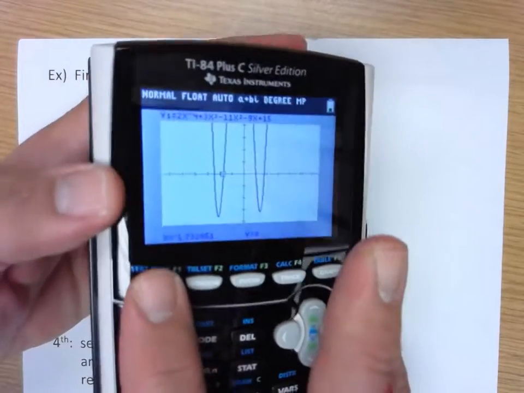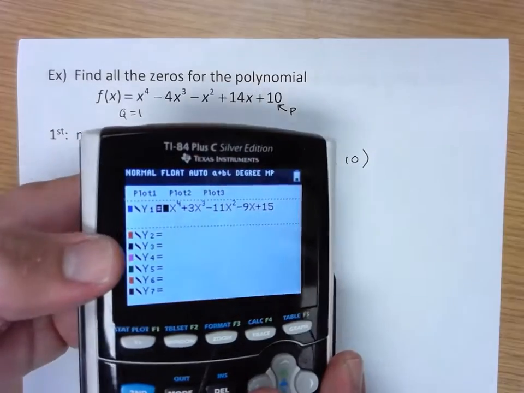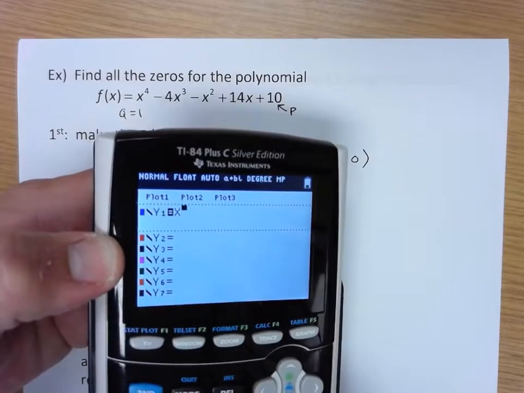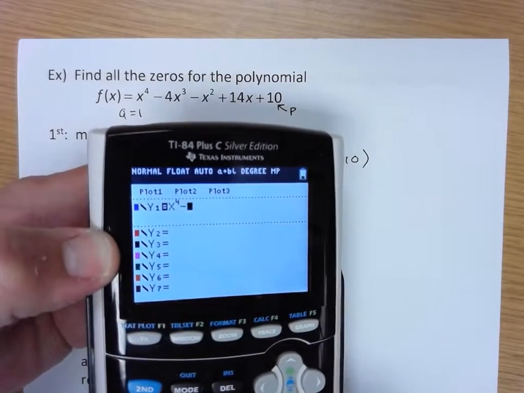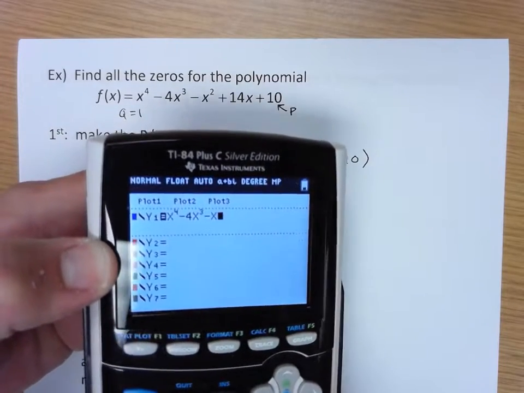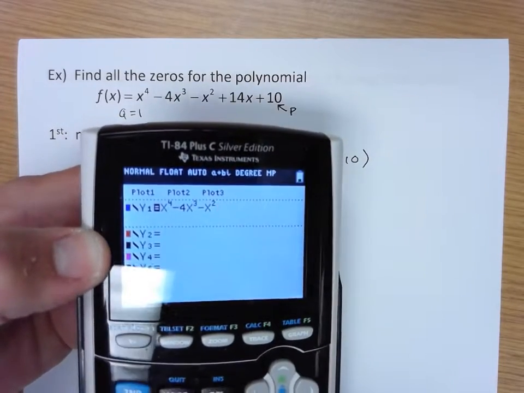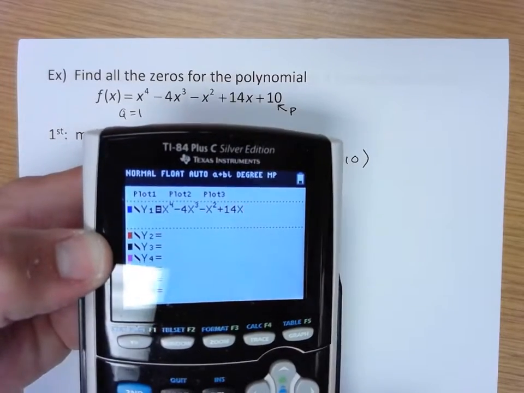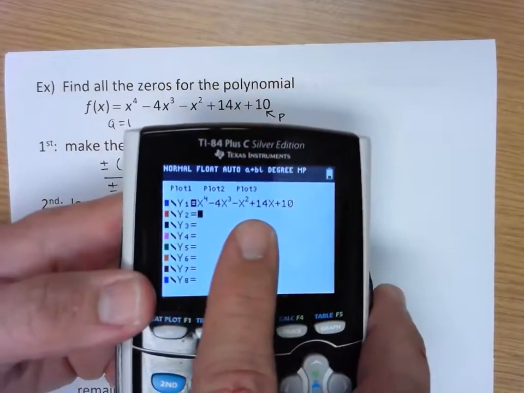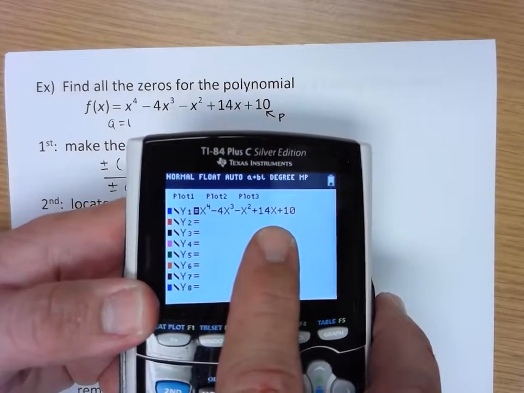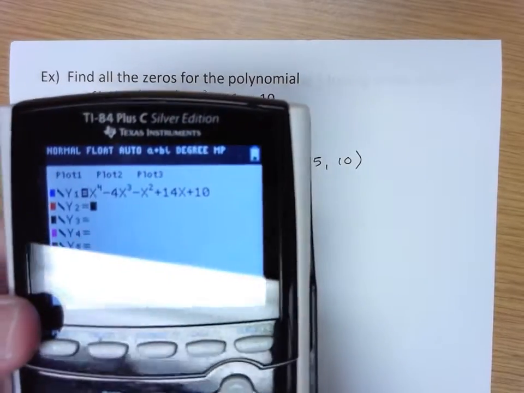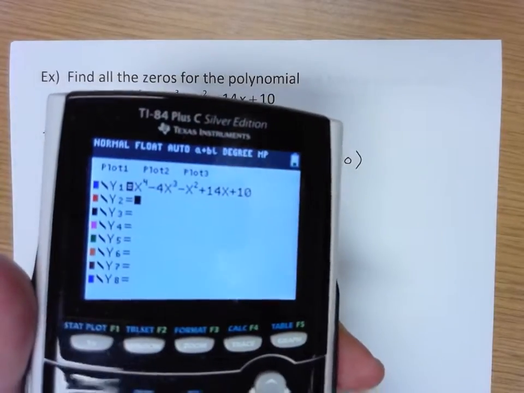So I'm going to go to y equals, and I want to type in this polynomial equation. So let me clear out my last one. That is x raised to the 4th, and then minus 4x to the 3rd, and then minus x squared plus 14x and plus 10. Okay, so I think I've got it typed in there the right way. Always double check the way you type in your polynomial, because one tiny sign error or misplaced coefficient is going to just mess up the whole works.